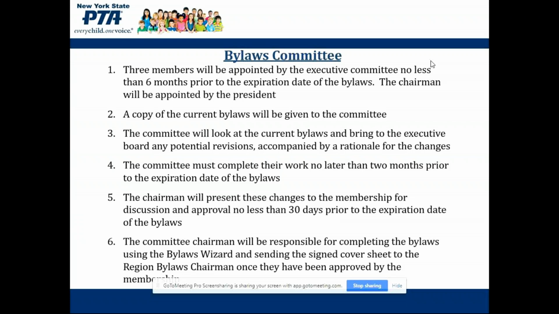And why is that? That's because the president needs to give the membership 30 days notice that we're going to vote on the bylaws. And they have to give the membership a chance to see what changes, if any, are going to be made. The last thing you want to do is have bylaws that expire, so you need to give yourself enough time.